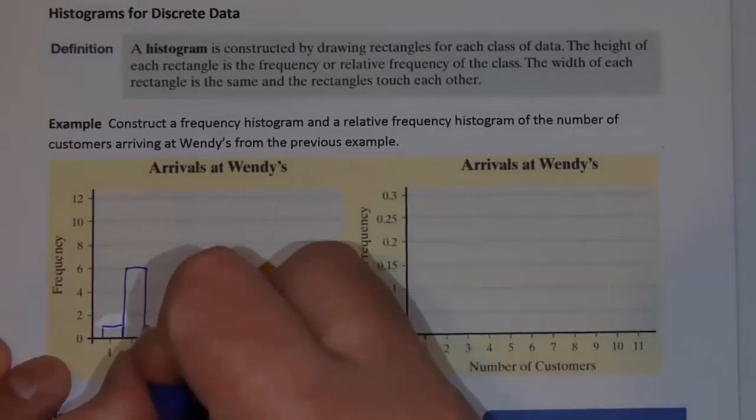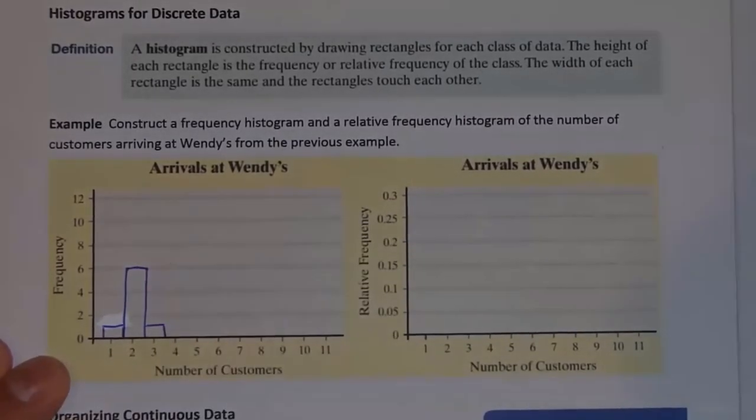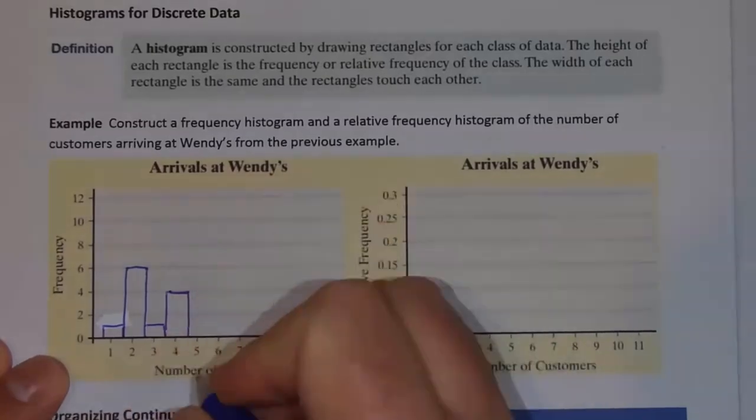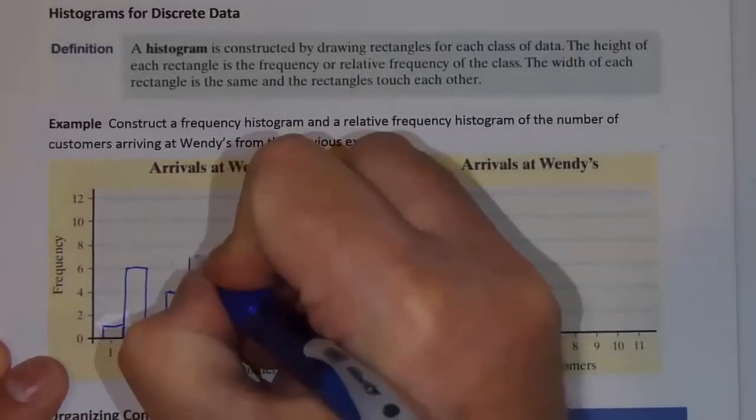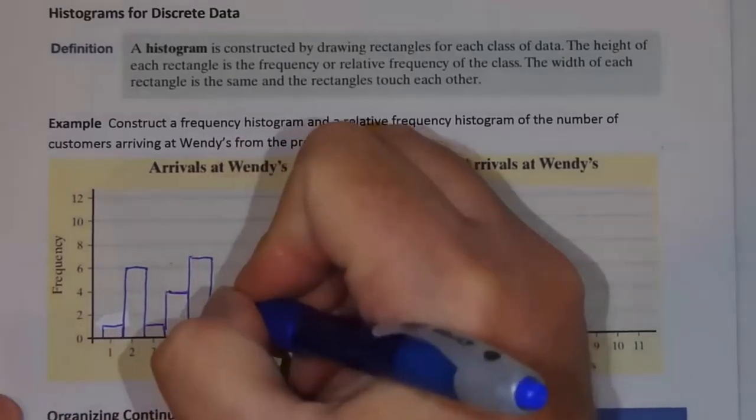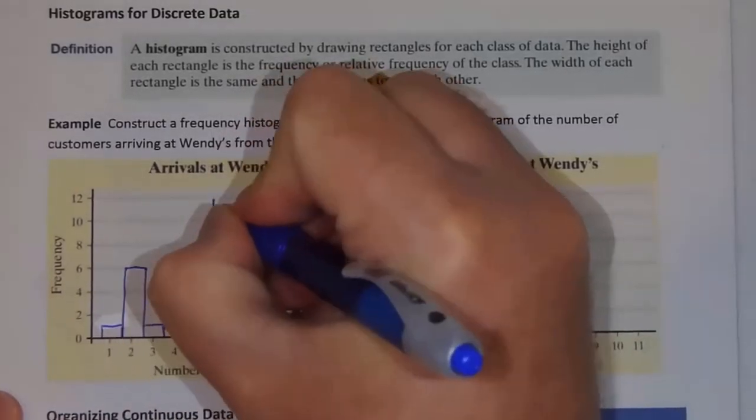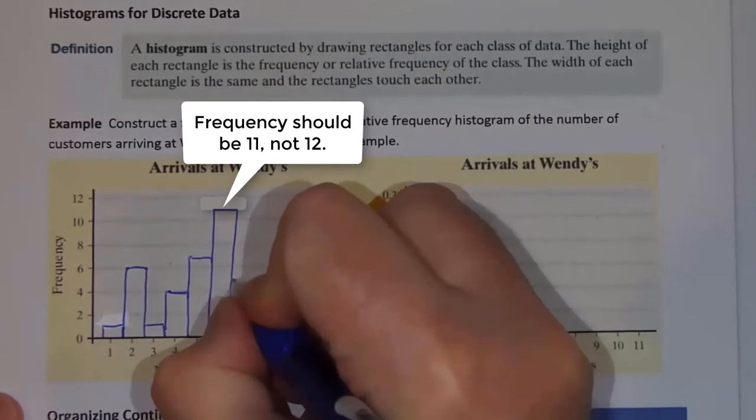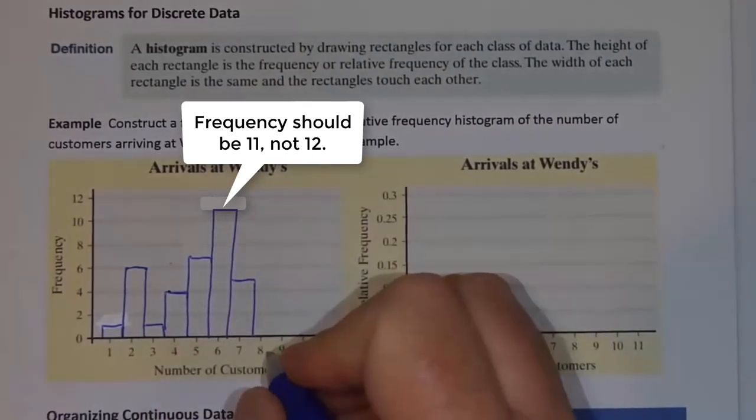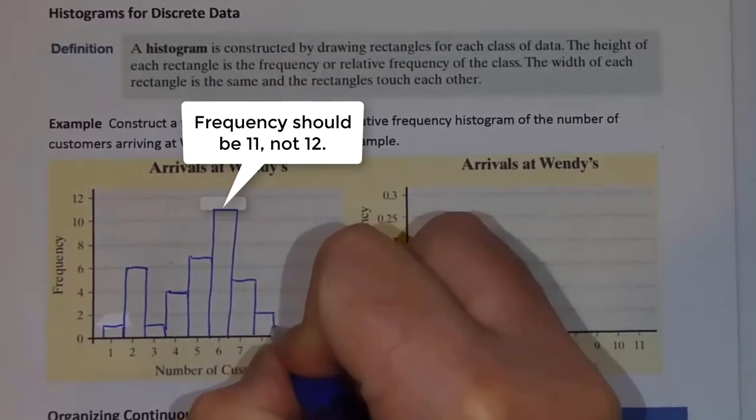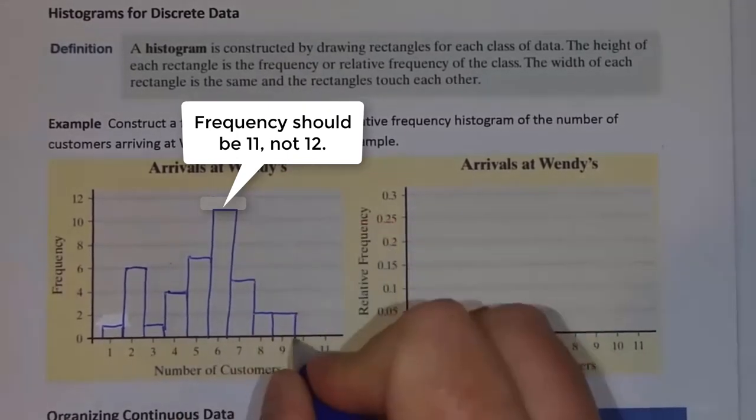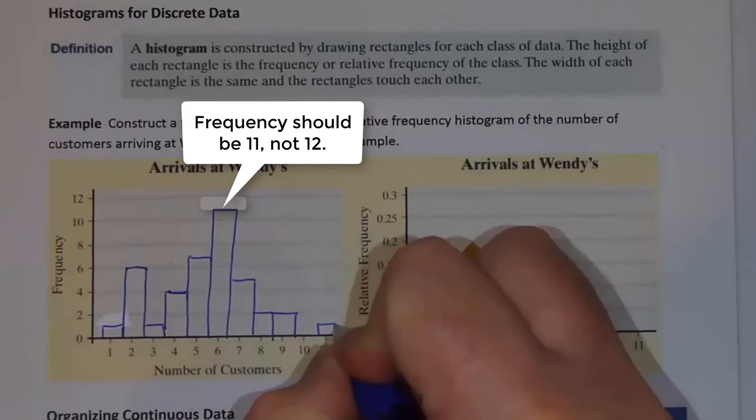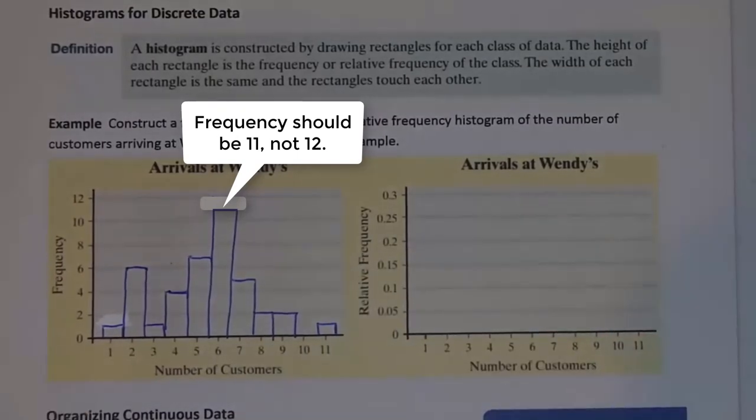So 3 occurred once. 4 occurred 4 times. 5 occurred 7 times. 6 occurred 11 times. 7 occurred 5 times. 8 occurred twice. 9 also occurred twice. 10 never occurred at all. 11 occurred 1 time, I should say. So this would be my histogram.